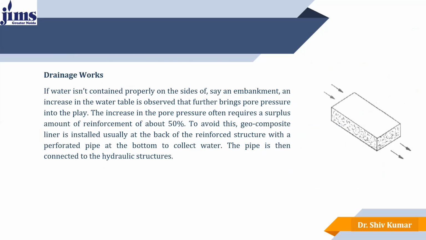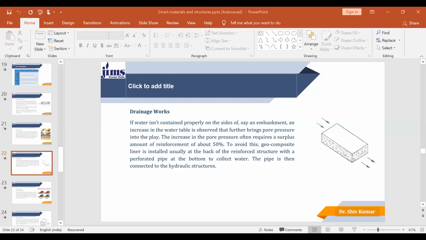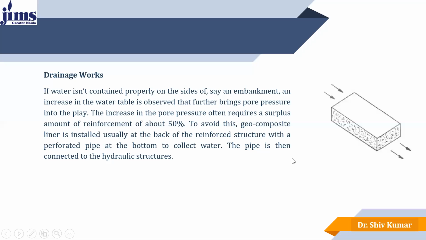Drainage works. If water is not contained properly on the sides, the increase in the pore pressure often requires a surplus amount of reinforcement of about 50%. To avoid this, a geocomposite liner is installed at the back of the reinforced structure with perforated pipes at the bottom to collect the water. The pipe is then connected to a hydraulic structure.